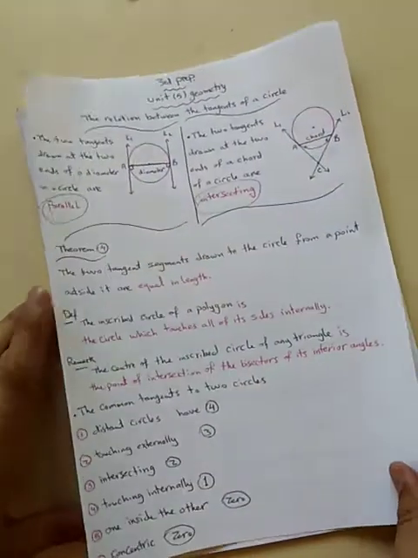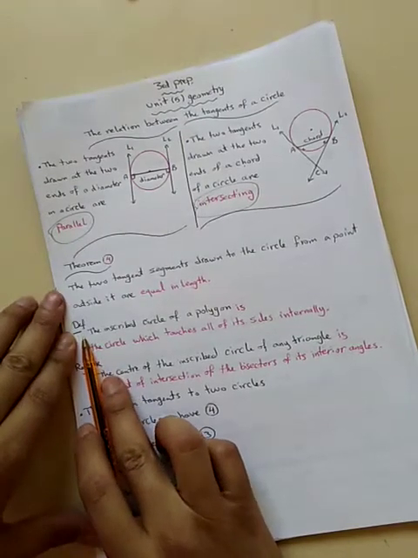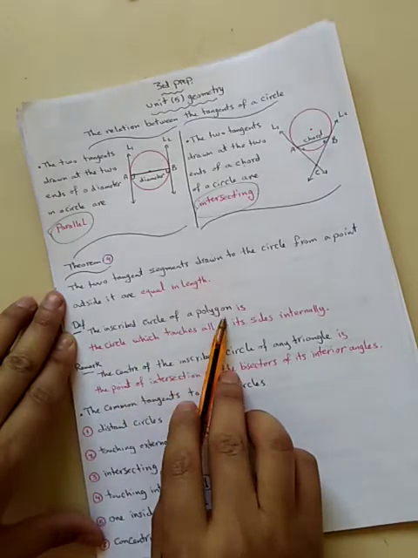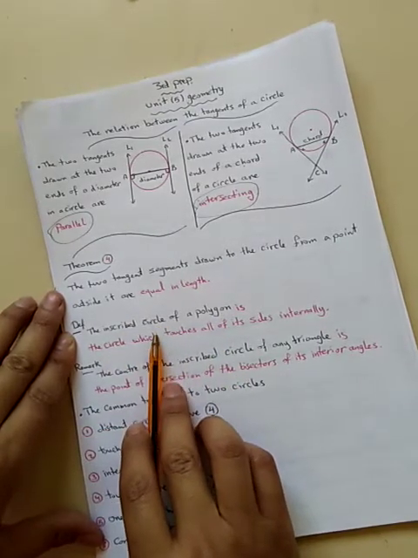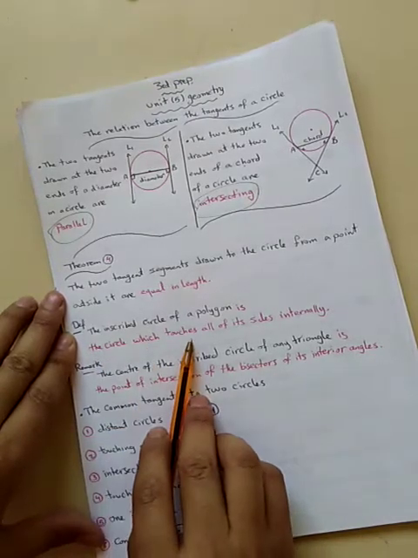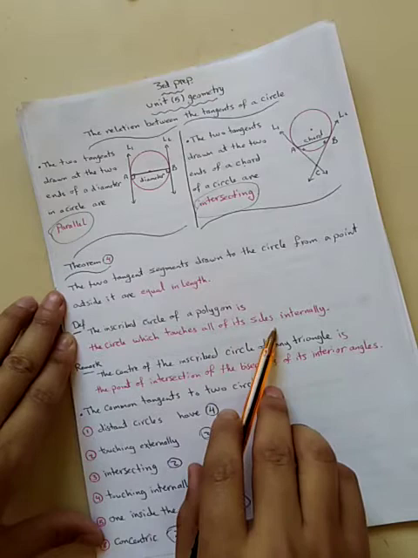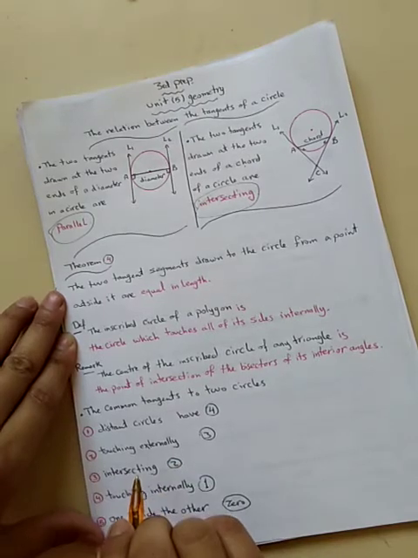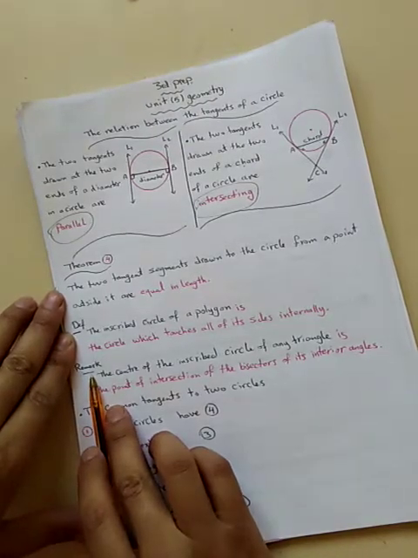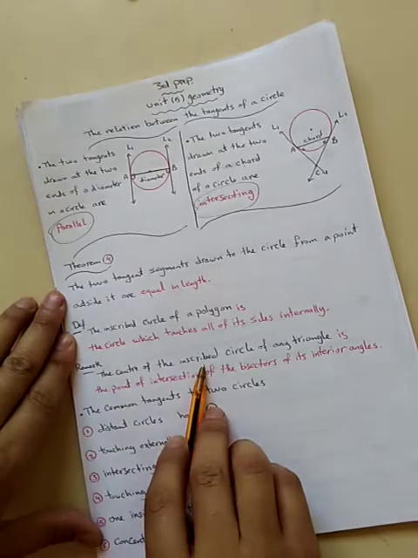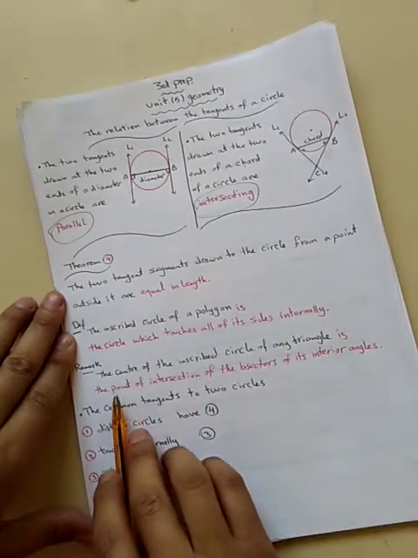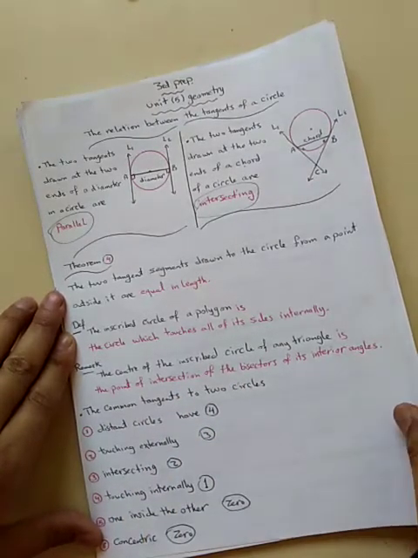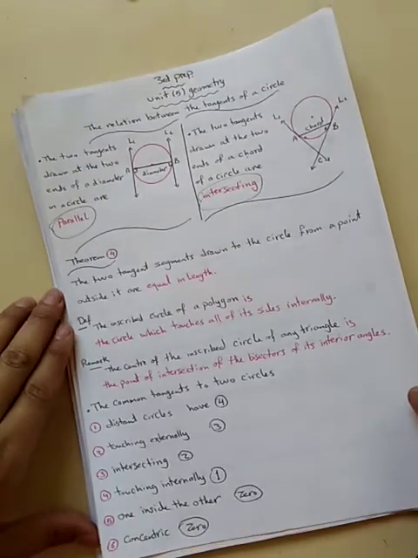Let's study the definition here. This definition talks about the inscribed circle of a polygon. Inscribed circle means a circle which touches all of its sides internally. Touch all sides internally. Okay? And also, the center of the inscribed circle of any triangle is the point of intersection of the bisectors of its interior angles.